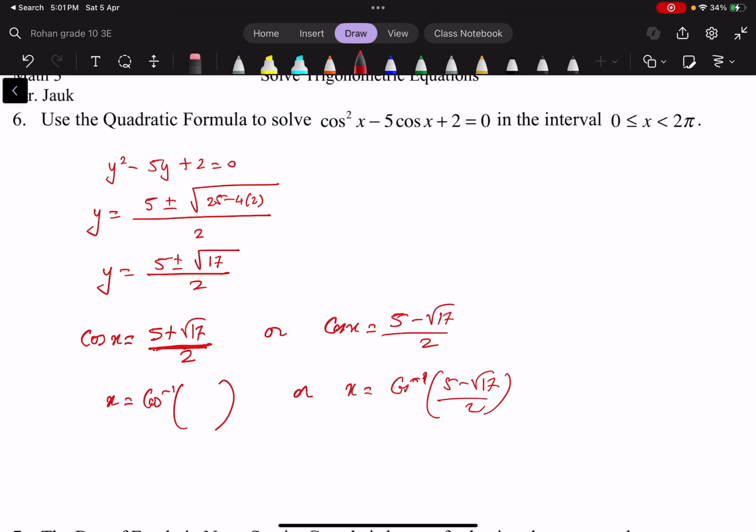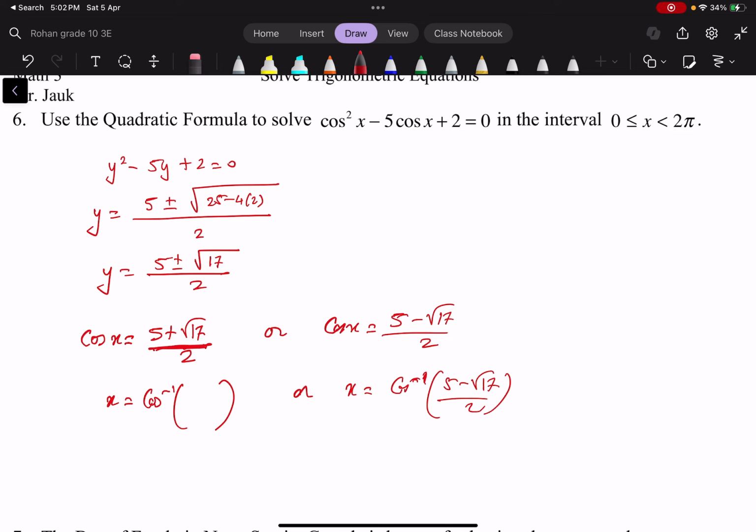This is correct, no? 5 plus square root of 17. Cos inverse, correct? Take the fraction from here and do that. So 5 minus root 17. Where's the root? Here. Okay, then root 17.